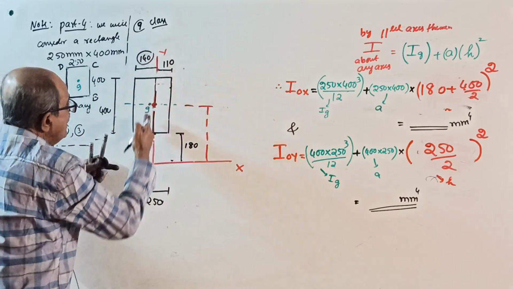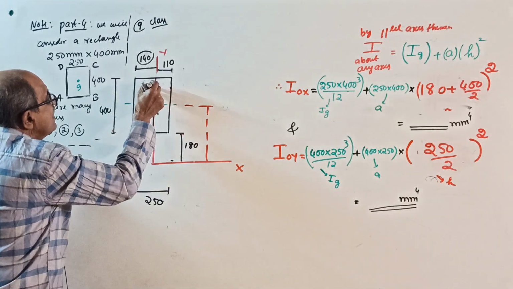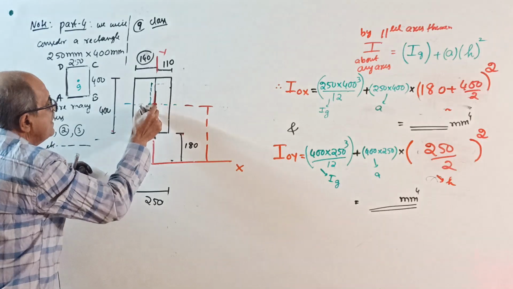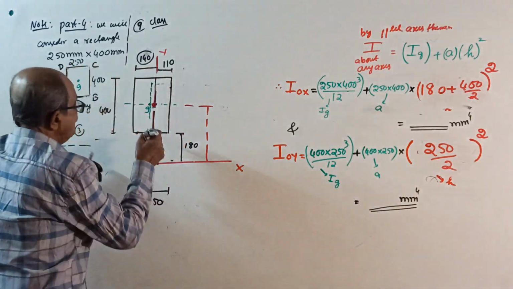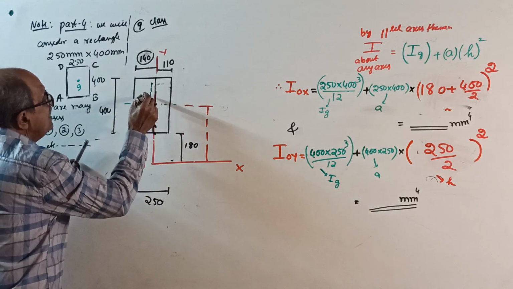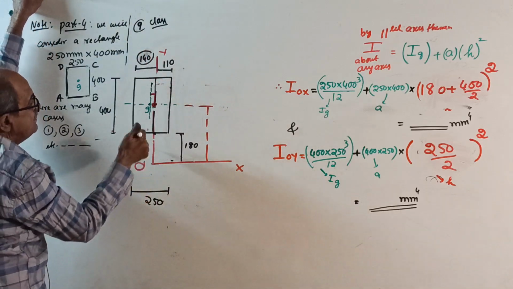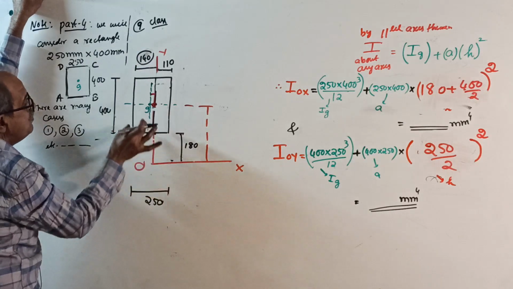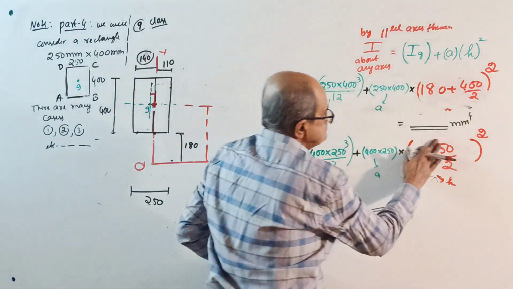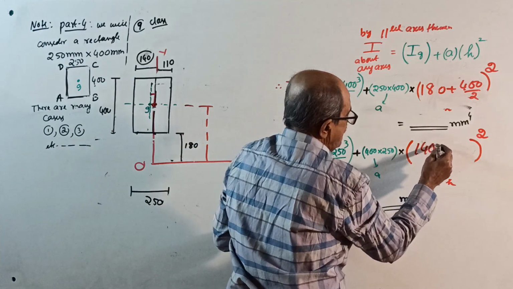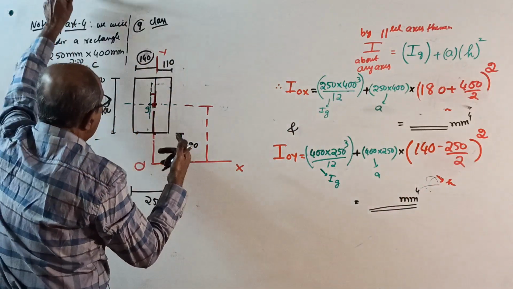Now, I about OY axis. First about its own YY axis: 400 into 250 cube by 12 plus area into, from centroid to OY, this distance square is, this is 140, and centroid to here is half of 250, 125, so 140 minus 250 by 2 whole square.